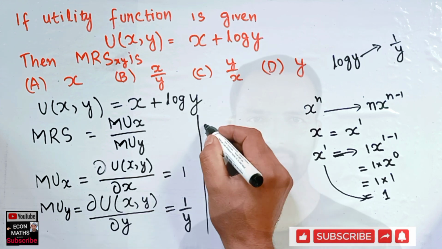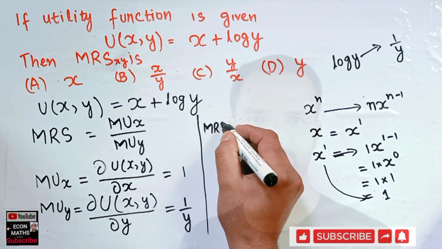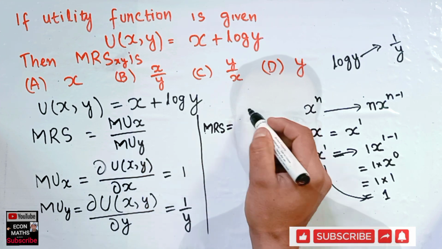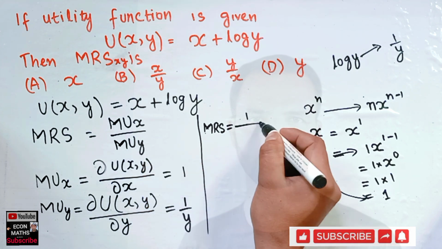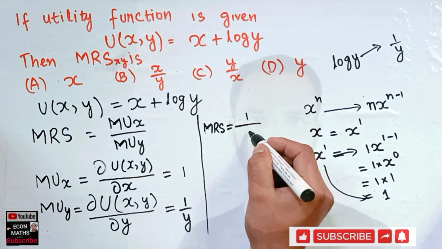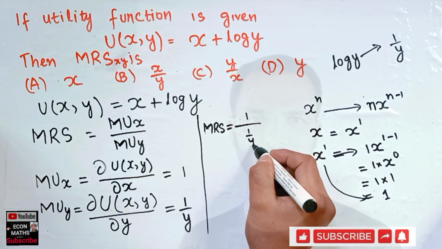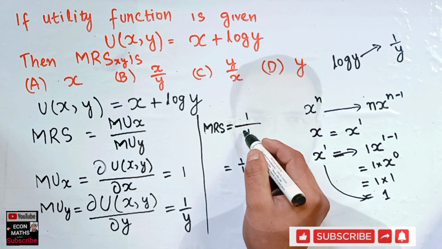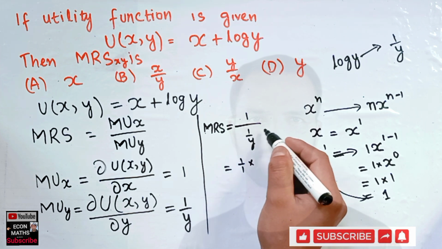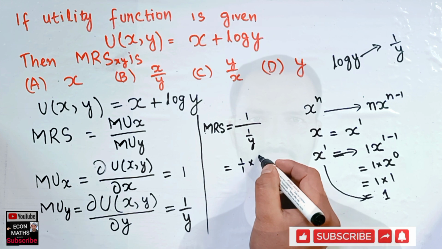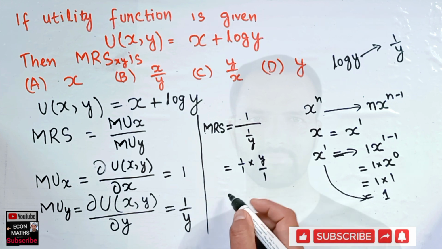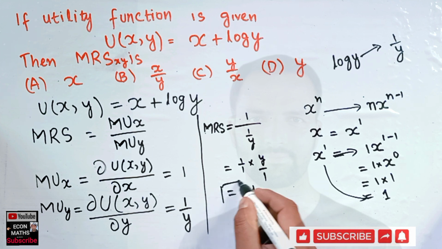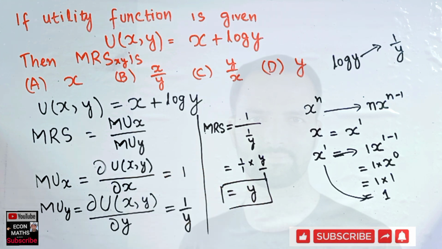Now what will the marginal rate of substitution be? It is equal to the marginal utility of x, which we got here as 1, upon the marginal utility of y, which we got here as 1 upon y. It can be written like this, 1 upon 1 upon y, and if we transpose this to the numerator, it gets reciprocated. We get y upon 1. That means we get y as the marginal rate of substitution between x and y.